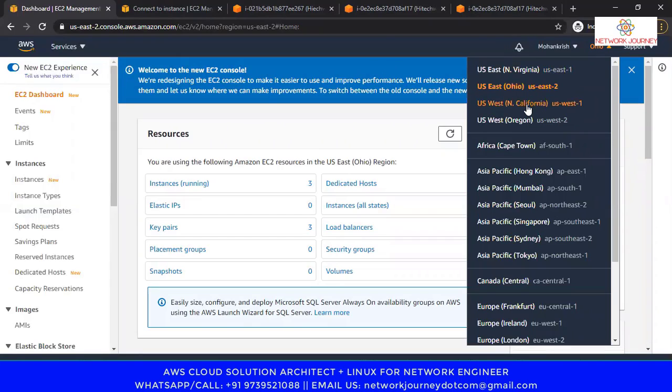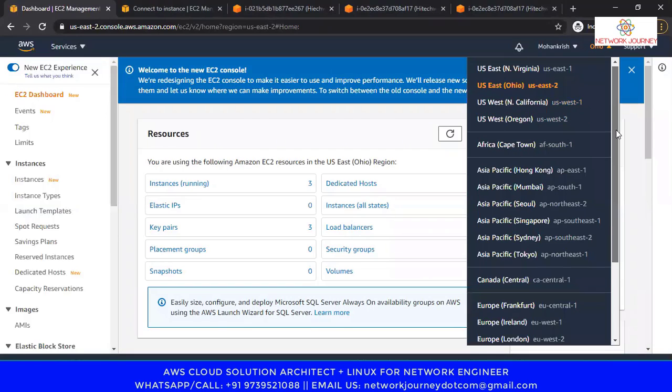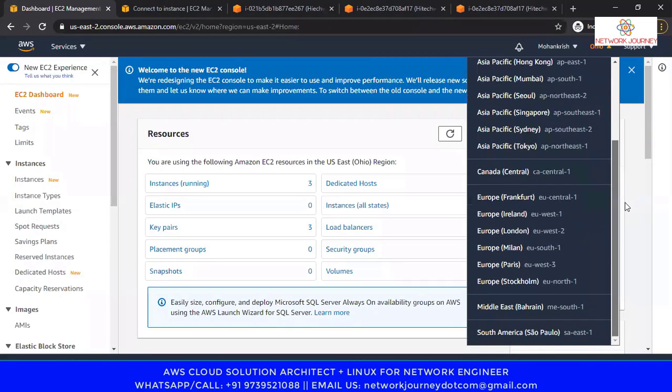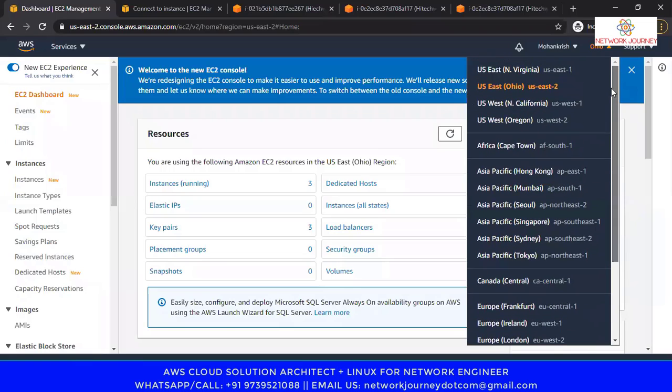Ohio they have a data center, US West they have a data center, Oregon they have a data center. So all over the geographical location, they have multiple data centers. From their data centers only we are receiving the virtualization. To be frank, they are doing the virtualization for you. Instead of you making the virtualization, they are providing it.